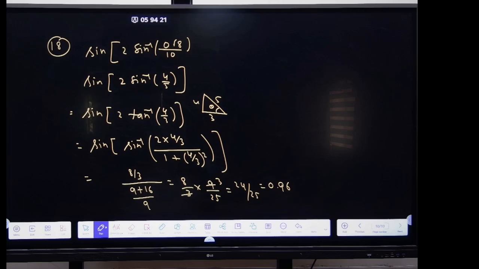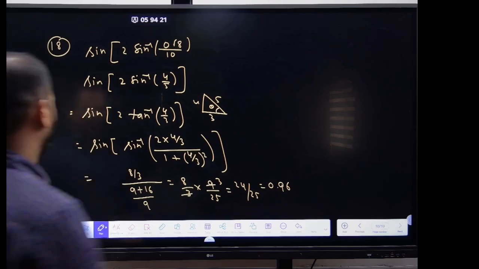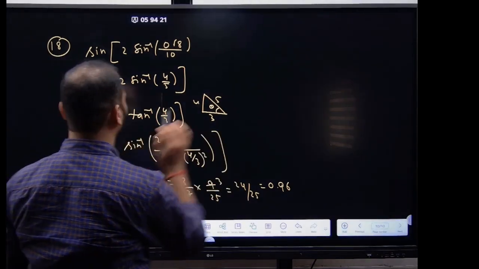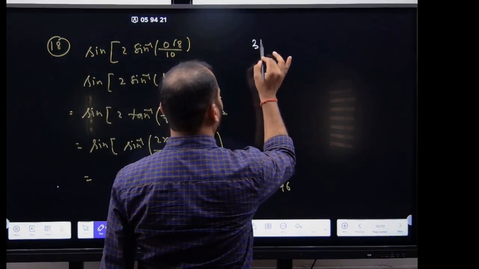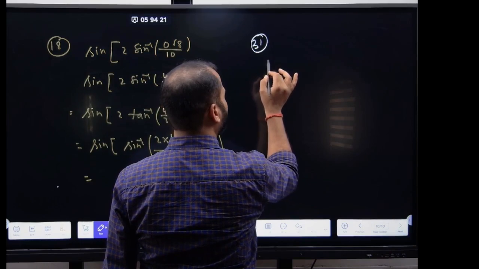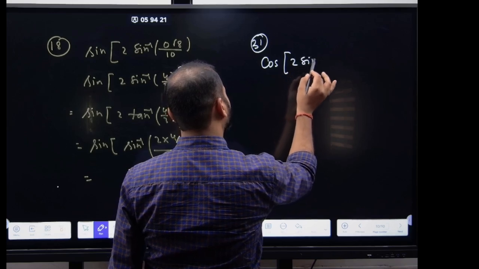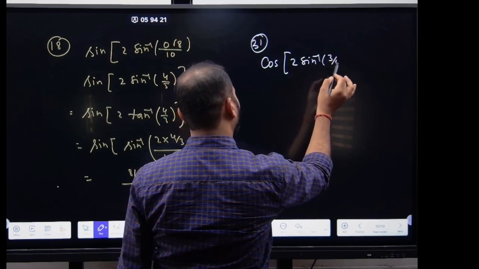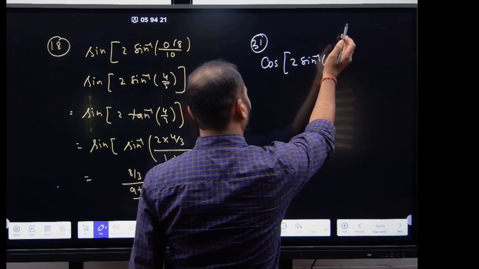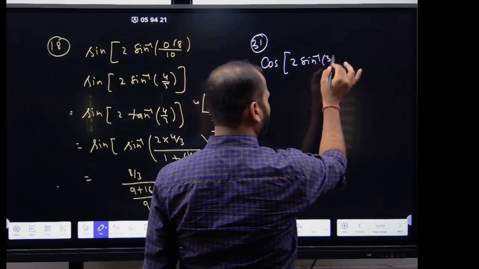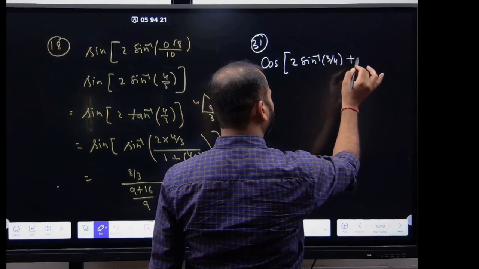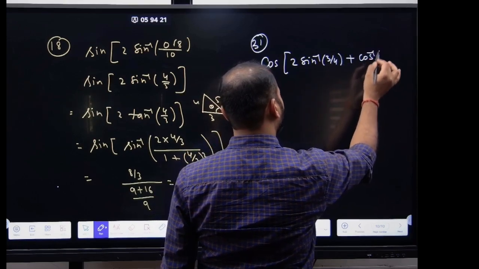So it's just a cos multiplied to 2 sin inverse x plus, but other information is also there, no? Tell me, give me the question, which one is it? 31st. What is that? Cos outside. Cos of 2 sin inverse 3 by 4 plus cos inverse 3 by 4.